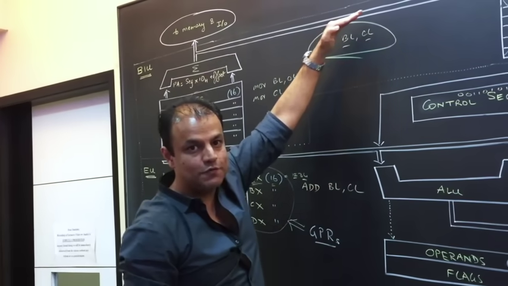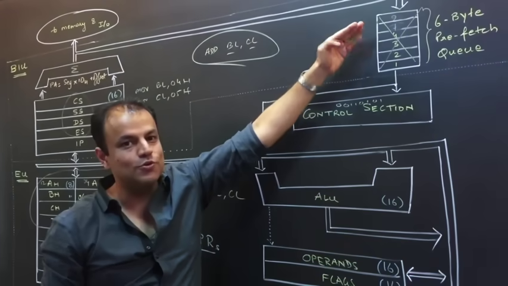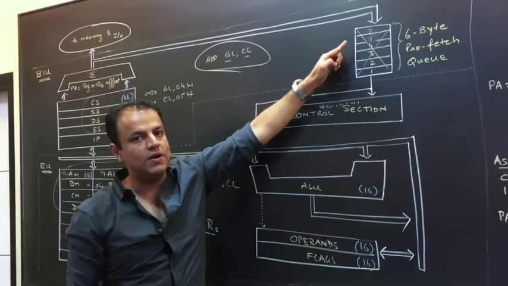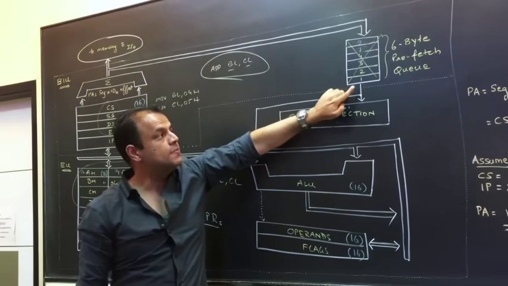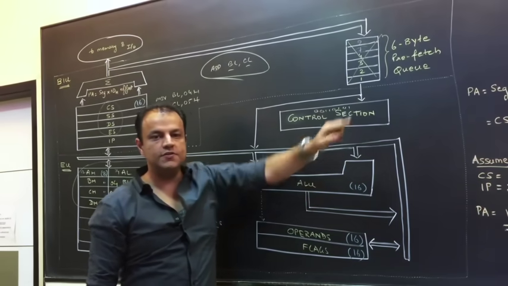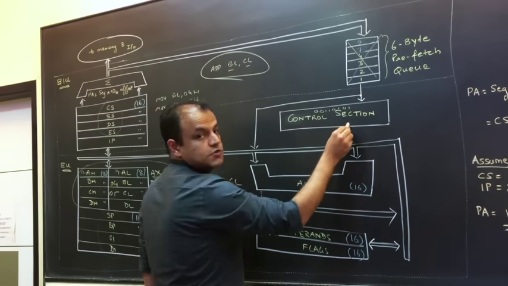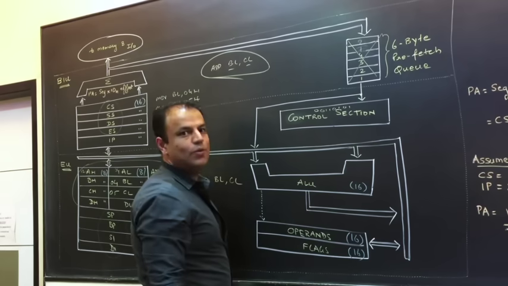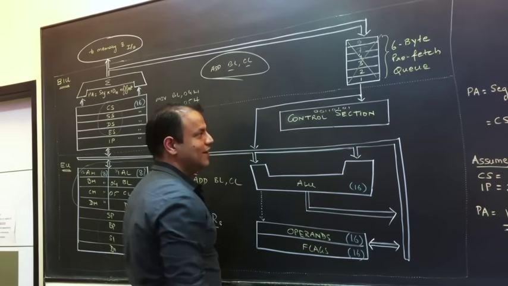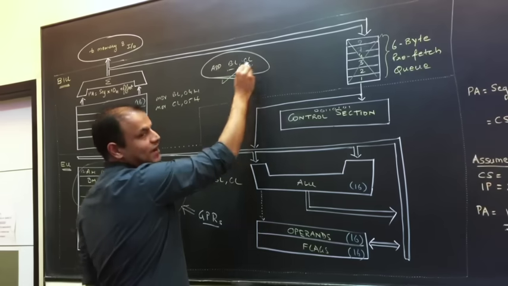This instruction has been fetched. This instruction will go into the queue, right at the end of the queue. One by one, this instruction will keep moving ahead. Finally, it will come here. When it is here, it is ready for execution. Now, this instruction will first go to the control section. For what? For decoding. What we have written is add BL, CL.